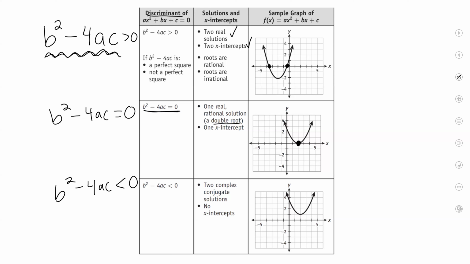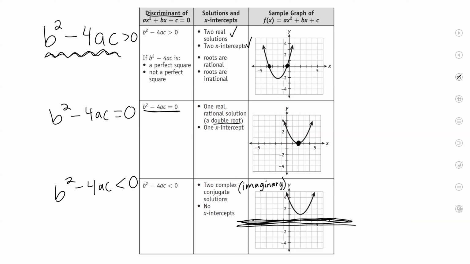Okay, now the final scenario is when your discriminant, b squared minus 4ac, is negative, less than 0. That means you're not going to have any x-intercepts. Notice that our graph never touches or crosses the x-axis. What it does mean is you're going to have 2 complex conjugate solutions, that means 2 imaginary solutions. And you will not see it on your graph. It will not cross the x-axis.